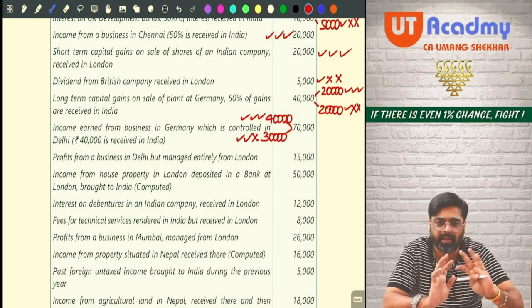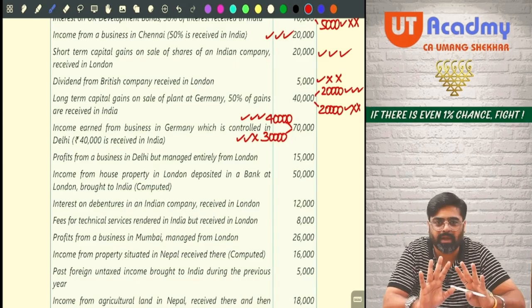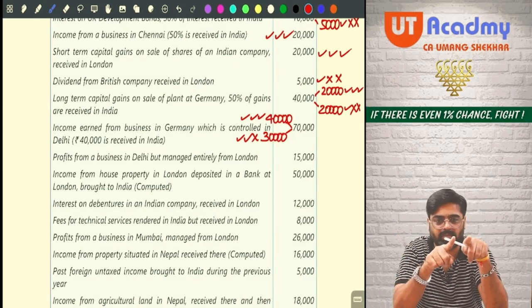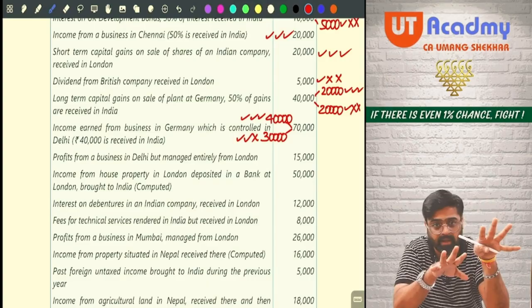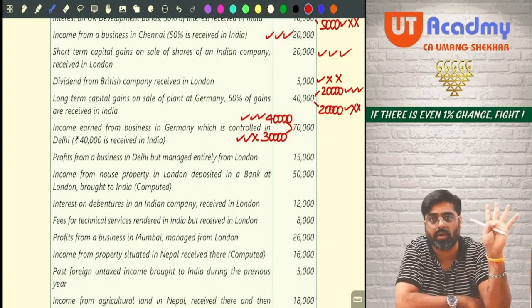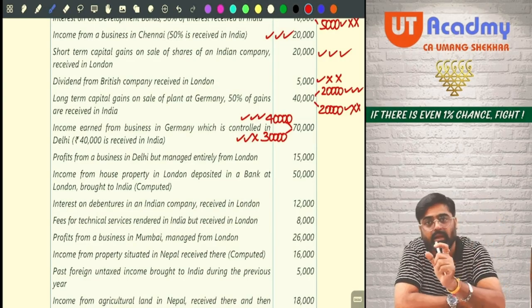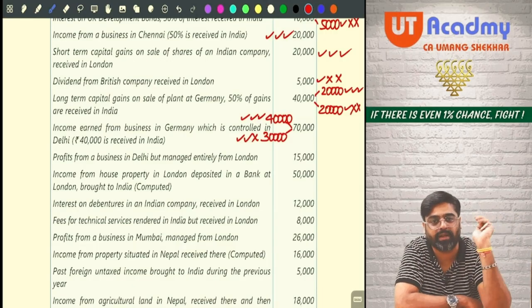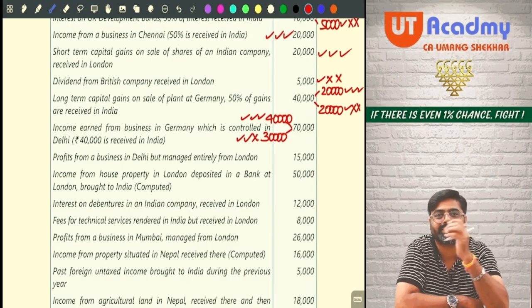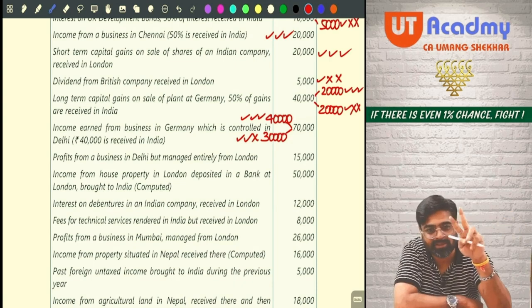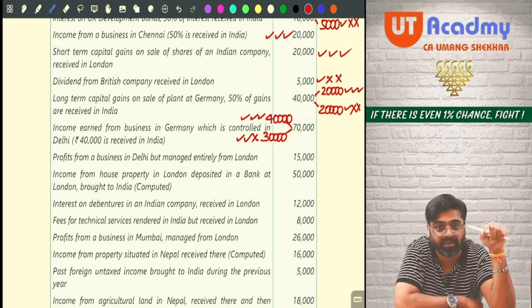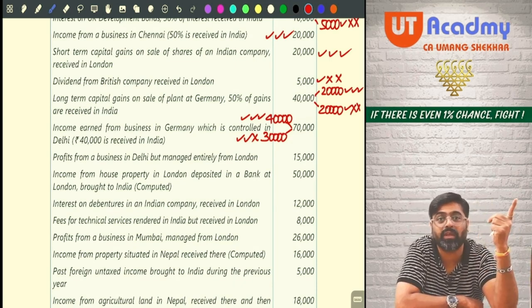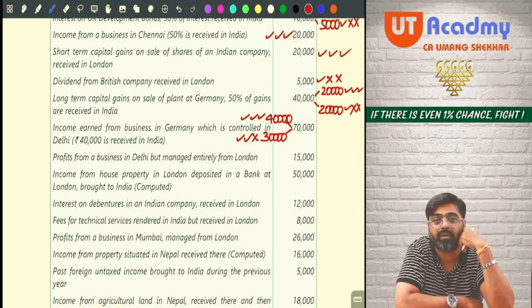How will you write it in the answer? You will write income from business in Germany controlled from Delhi. In the bracket, you will write accrued outside India. Next line, received in India, 40. Next line, received outside India, 30, dash. So for first two assessees, you will see 70, 70 taxable, and the last one you will see only 40 taxable.